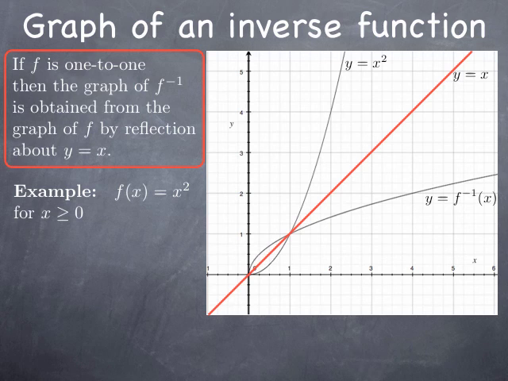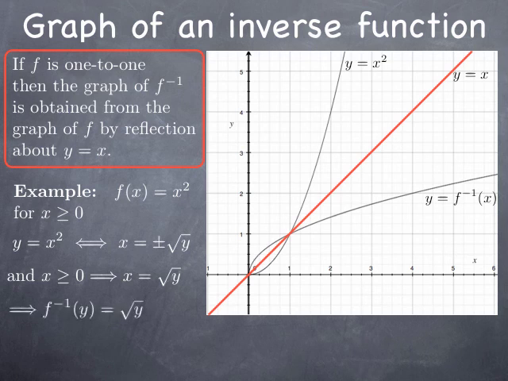And probably you recognize the graph of the square root of x, and it is not hard to see that this is what it is algebraically, because y equal x squared means that x is plus or minus square root of y, but x is positive, so x has to be the positive square root of y. In other words, here I have f inverse of y equals square root of y.